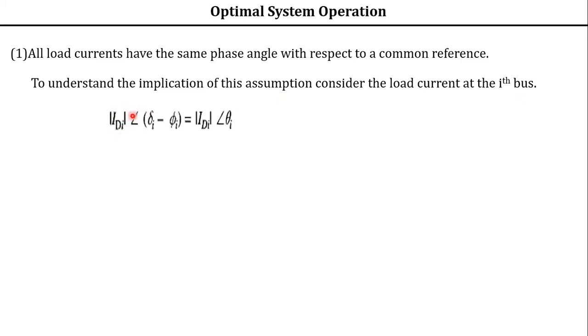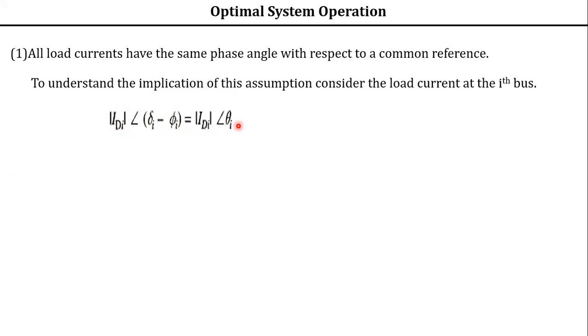So let us take the magnitude of that one. Magnitude at an angle, usually in polar form, the current is represented as IDi at an angle of delta i minus phi i. This delta i minus phi i is replaced with theta i. We are just explaining this assumption, that we have the same phase angle with respect to a common reference. So the load current at the ith bus is given by IDi at an angle delta i minus phi i, or in turn is equal to IDi at an angle of theta i.